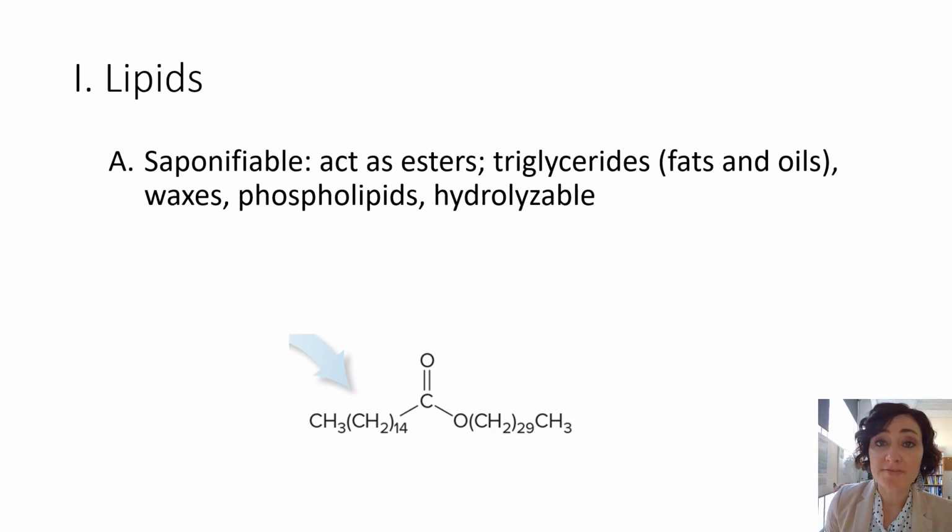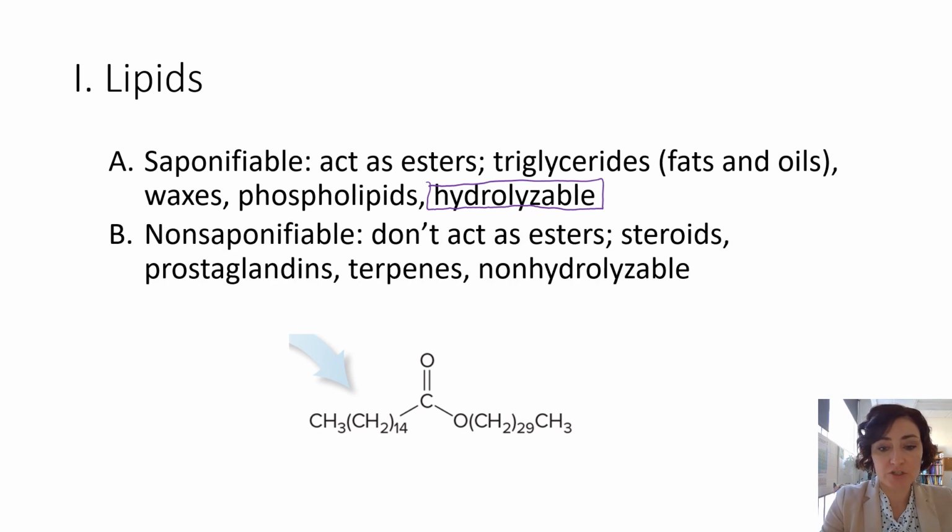If they are saponifiable, a newer word that we like to use instead of saponifiable is hydrolyzable. So essentially, these lipids can act as esters. We can break the ester bond apart with water. These include your triglycerides, which will be the next podcast you watch, fats and oils, waxes, and phospholipids. So we're going to go through each of these different types of lipids in future podcasts.